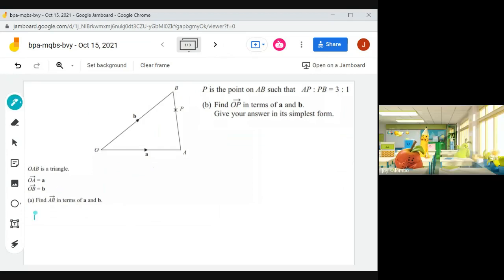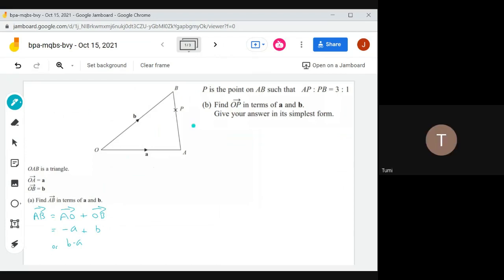So to go from A to B, we can't go directly because we don't know the path. So we've got to go from A to O, and then from O to B. A to O goes against the direction of the arrow for A, so it's going to be minus A. And O to B is B. So it's minus A plus B, or you can say B minus A. Either one is fine.